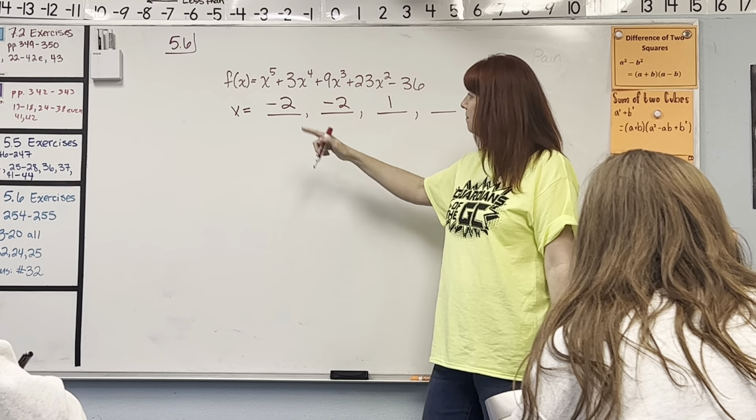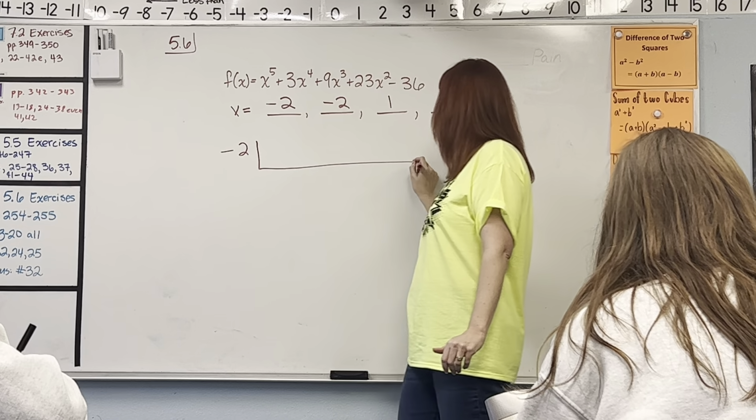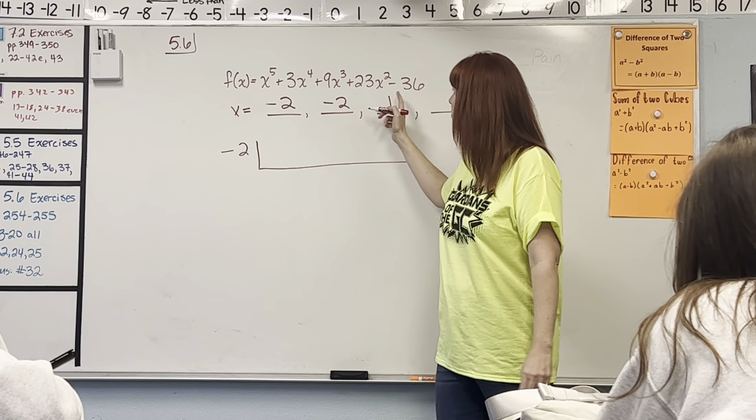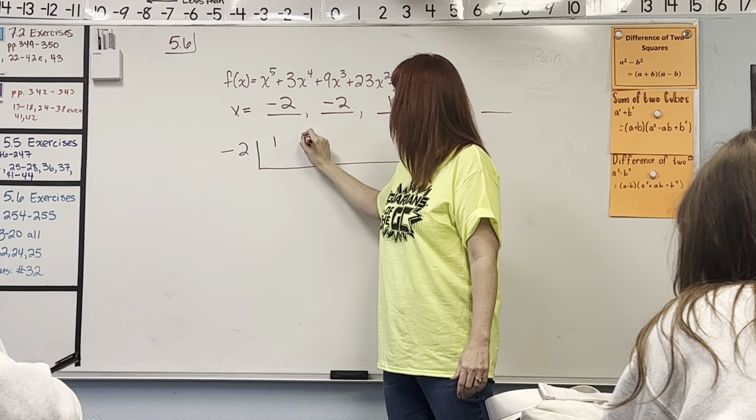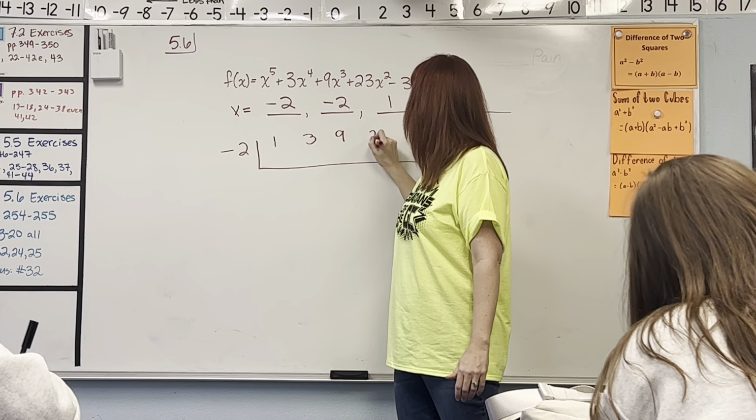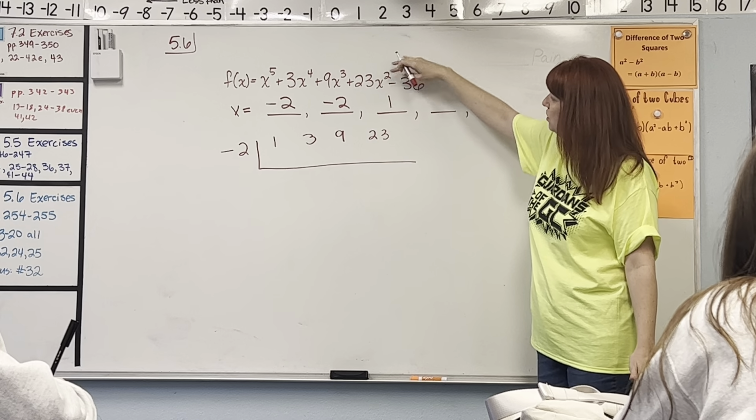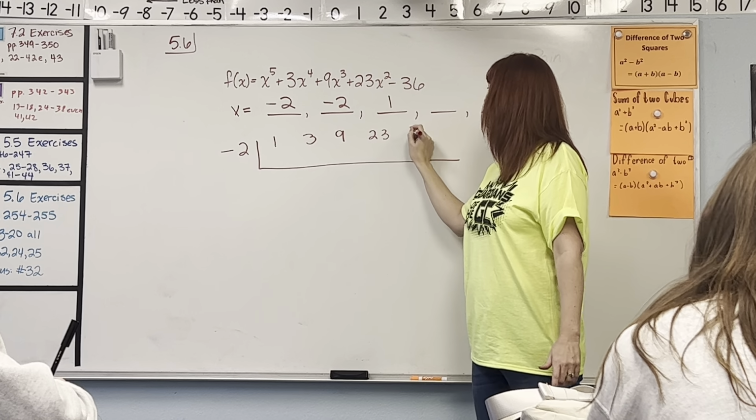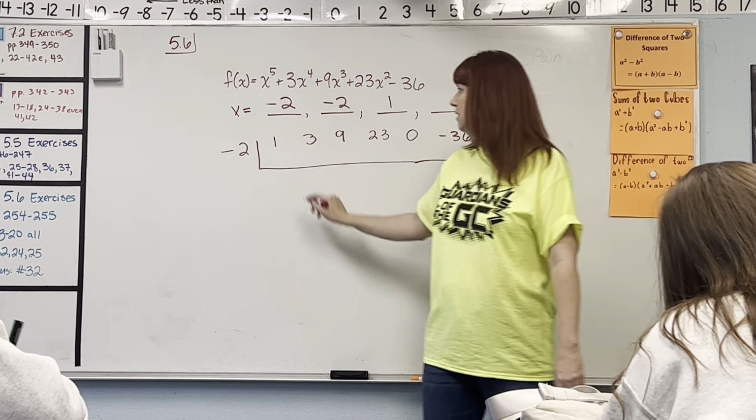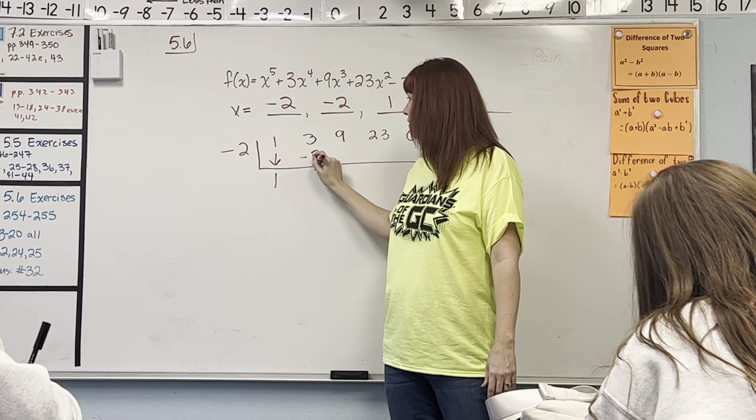So we're going to start with using synthetic division and dividing by that -2. Don't forget placeholders. We're missing just one term. So we got 1, 3, 9, 23. We don't have an x term right there, so 0, 0, and then -36. Bring down the 1.